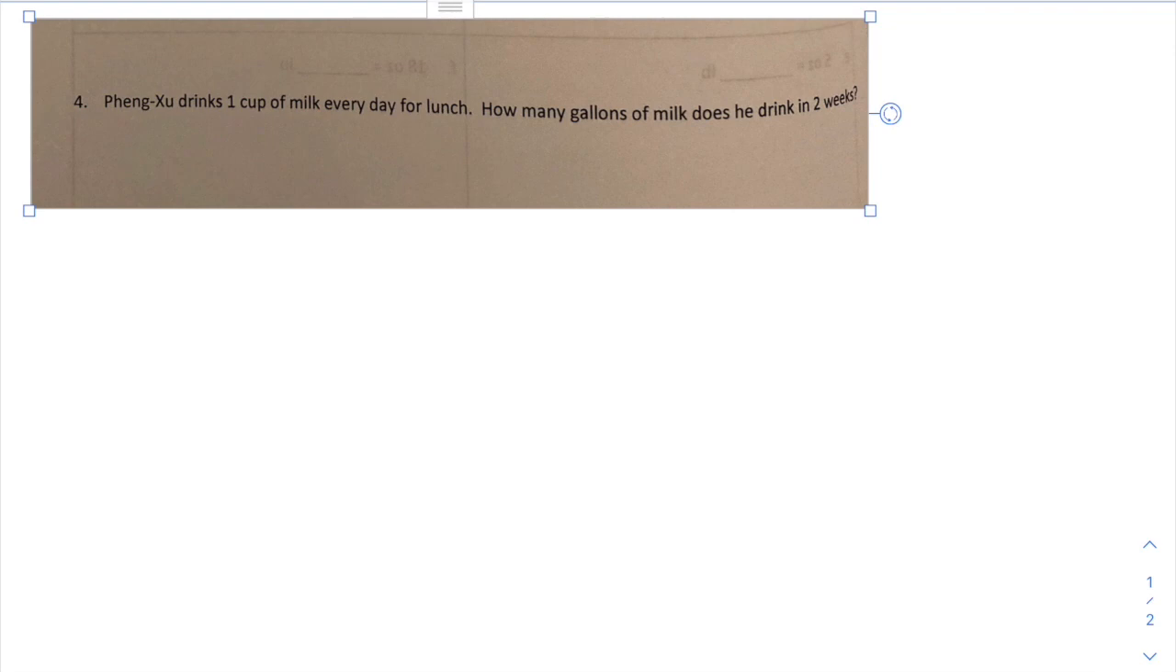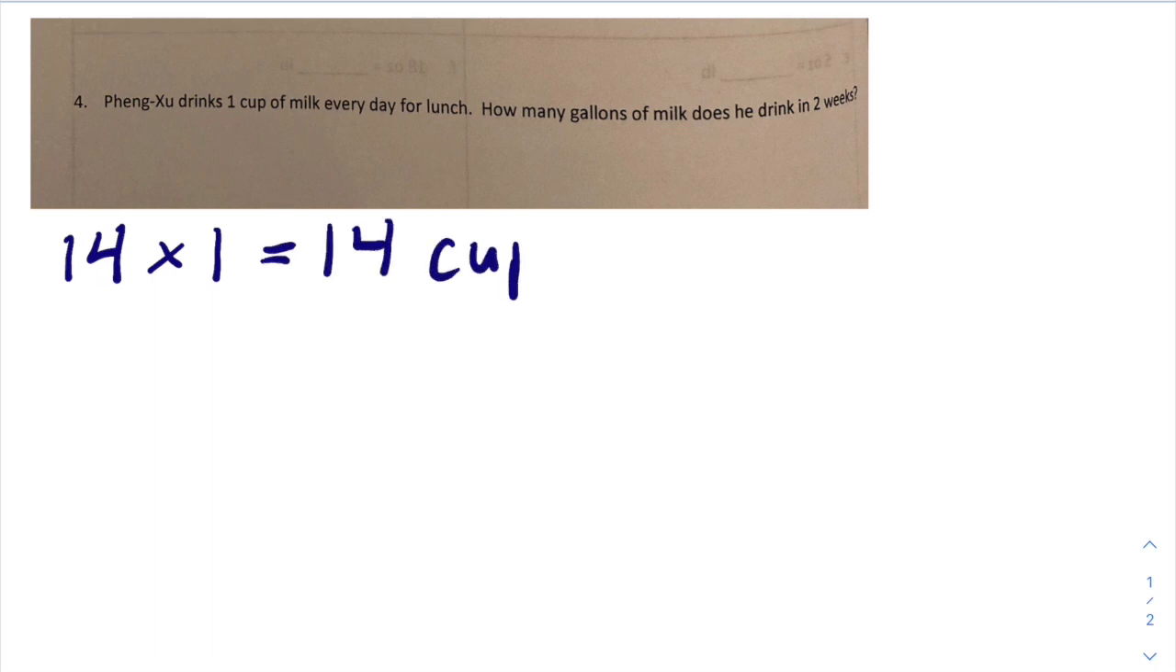So first, I'm going to try to find out how many cups of milk he has every day. So if he drinks 1 cup of milk every day for lunch, how much does he drink in 2 weeks? So I know there are 14 days in 2 weeks. So I can multiply 14 days times 1 cup of milk. And that's 14 cups of milk.